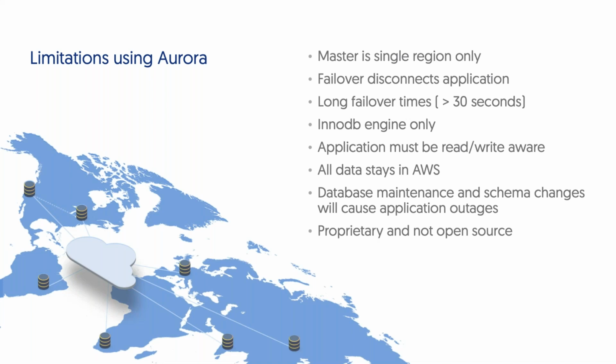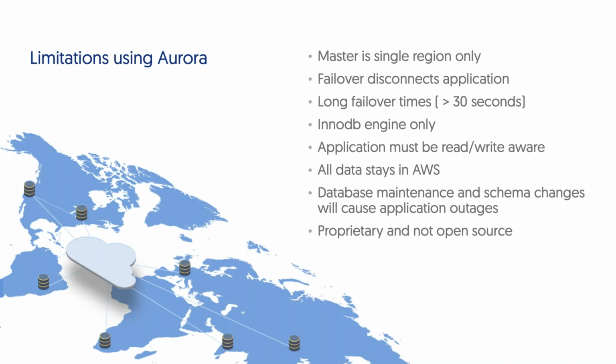As far as the failover times, Amazon advertises about 1 minute for failover. In my testing on a very small database with just a few rows, it takes a little over 30 seconds for a failover. So 30 seconds may be a long time for your application, especially if it's an online application that's constantly taking traffic. 30 seconds could be a major outage.